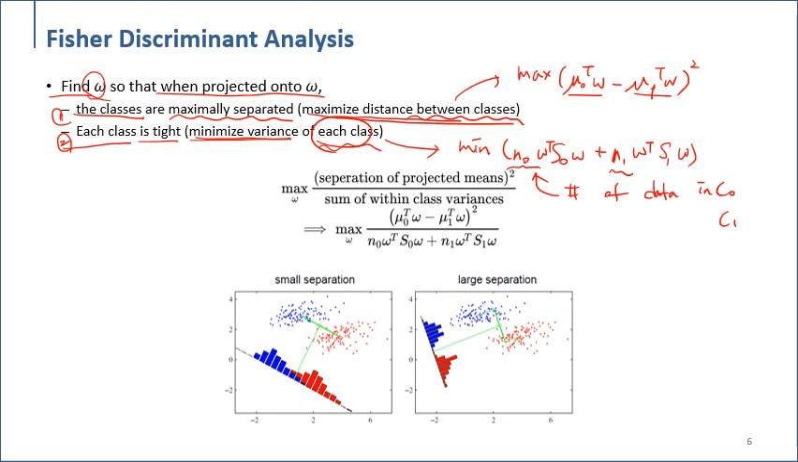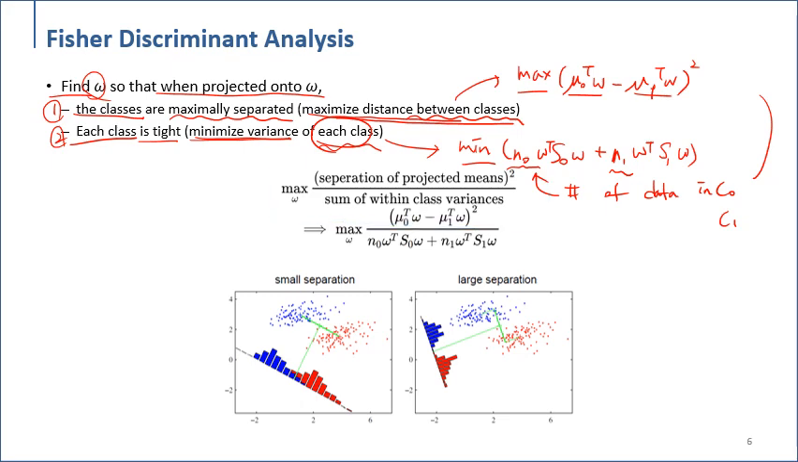So our goal is finding the omega that satisfies these two conditions at the same time. For that, we have one maximization problem and one minimization problem. To combine these two, maybe we can rewrite the objective function like this.